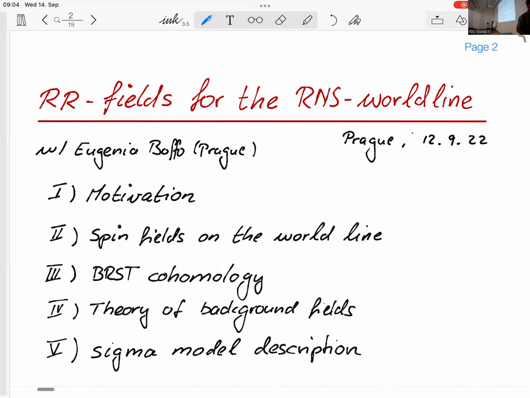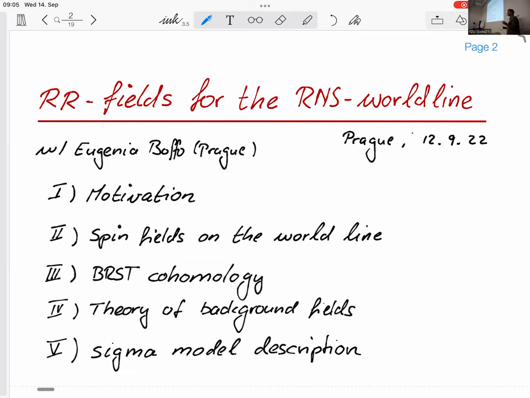Now, the motivation for it is perhaps easily given, because there is this old problem of how to couple Ramond-Ramond fields to the RNS string. Of course, there has been a way to overcome it, which is using the pure spinor formulation. So this in some sense parallels that to some extent, but it doesn't appear to be quite the same thing. It's perhaps more bottom up.